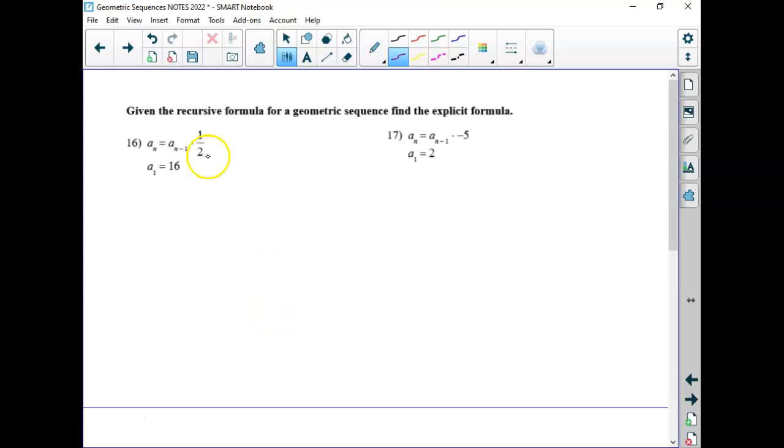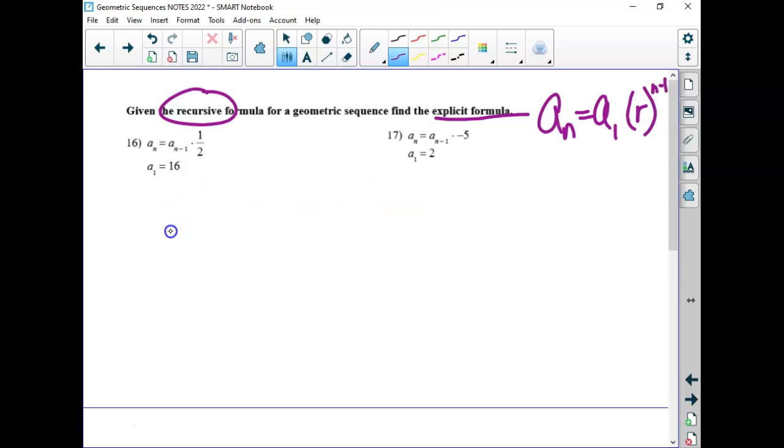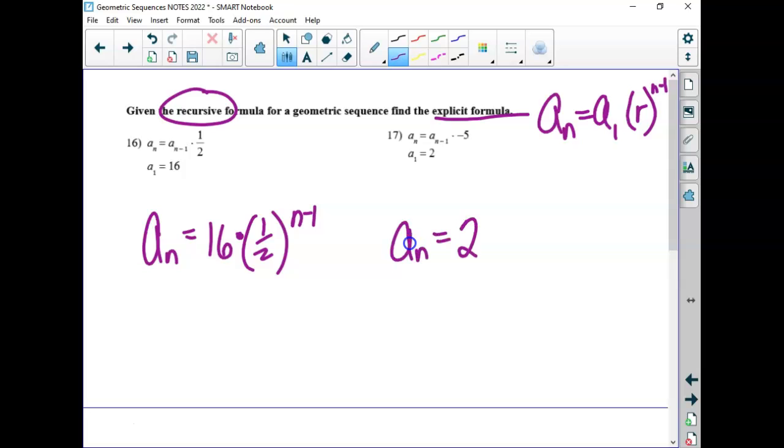All right, this one says I've given you the recursive and you're supposed to go to the explicit. Explicit, again, is the one on your reference sheet. It looks like this. So how are we going to fill that in? A sub n equals, oh, these are so easy, guys. What's the first term? And what is the r? 1/2 to the n minus 1. So what should this one look like? Everybody okay?